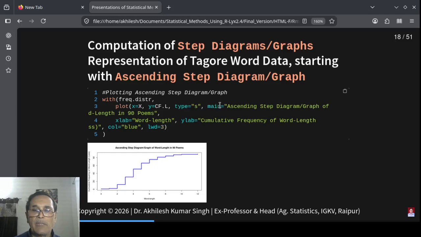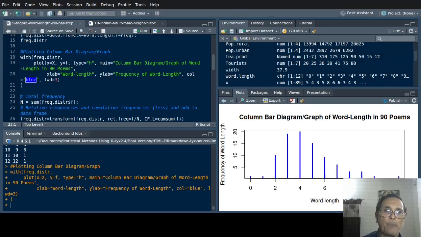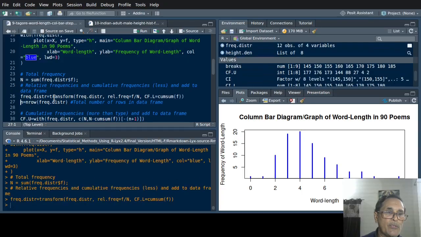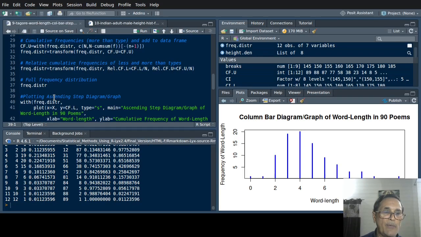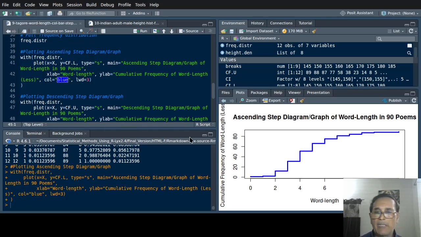In the previous one the type was h for the column bar diagram. Here the type is s, small s. So ascending step diagram, word length, x label, y label, and so on. Let me demonstrate it to you in RStudio, where you see these are the computations we actually need for the computation further. This is that step diagram. Okay. Now coming back to our presentation.